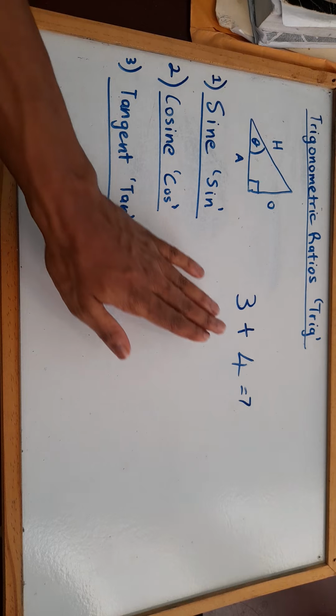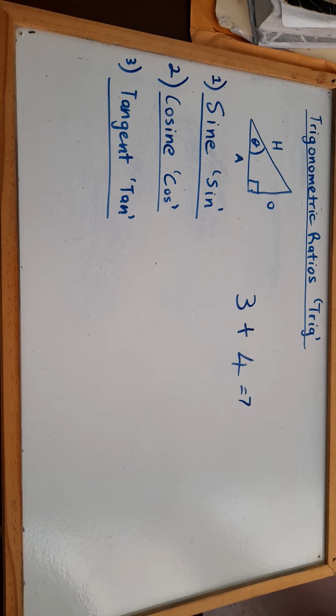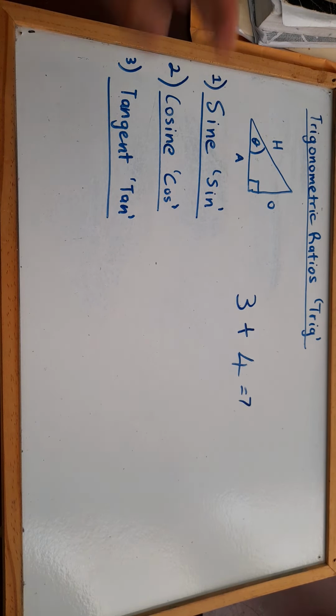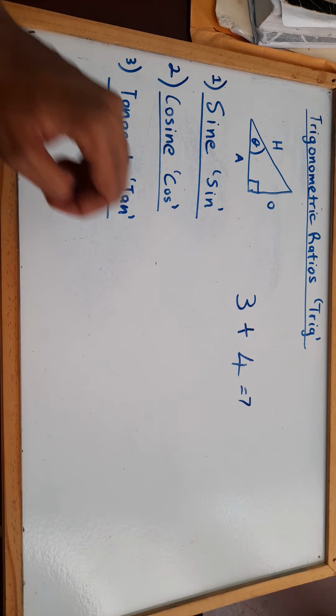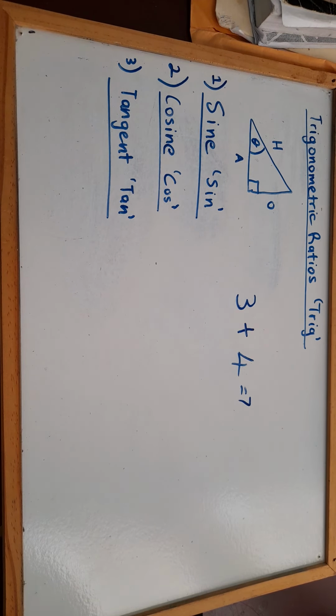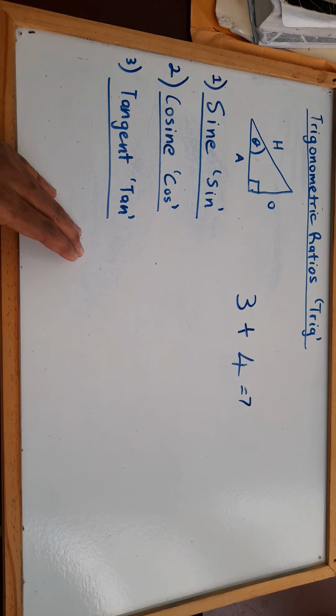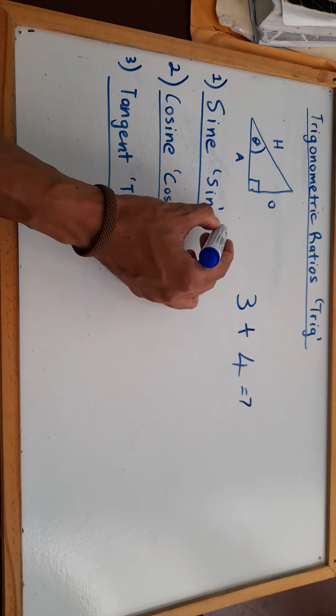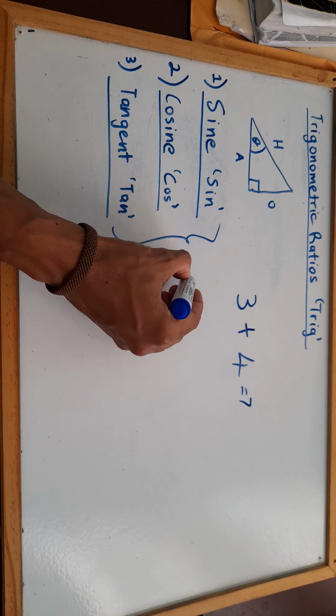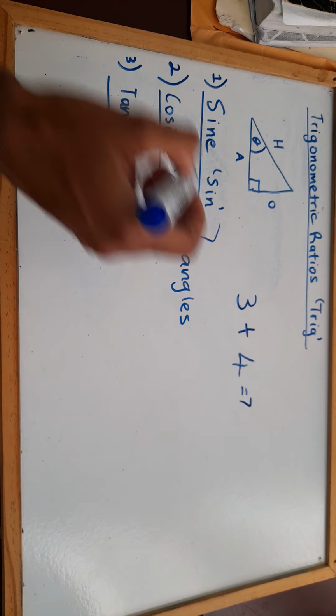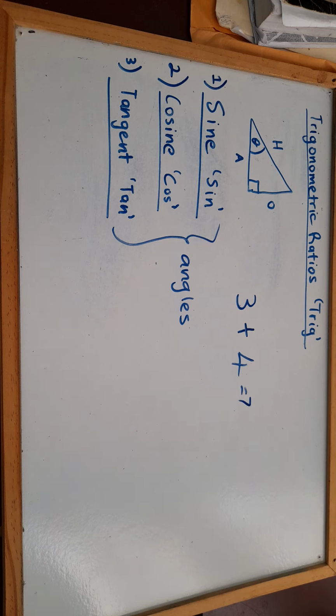Now, addition, subtraction, multiplication, those operate on ordinary numbers like 3 and 4, right? Normal whole numbers and so on. These operations, on the other hand, operate on angles, right? This tells you what to do with an angle, in this case, theta. And as we move along, I can show you exactly how we operate on the various angles.